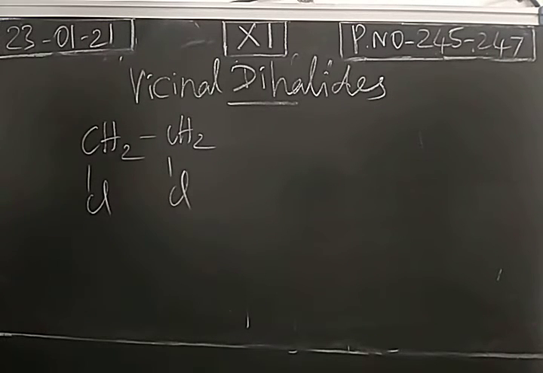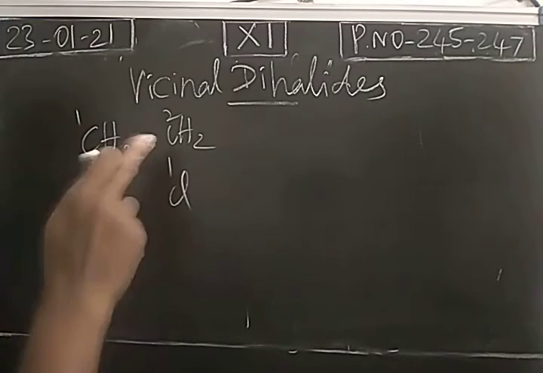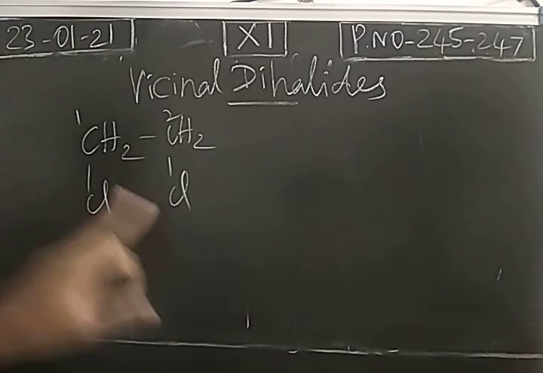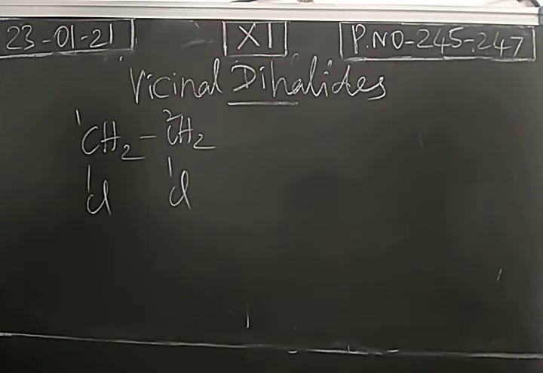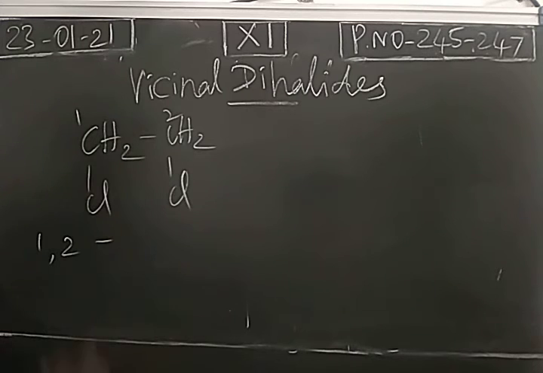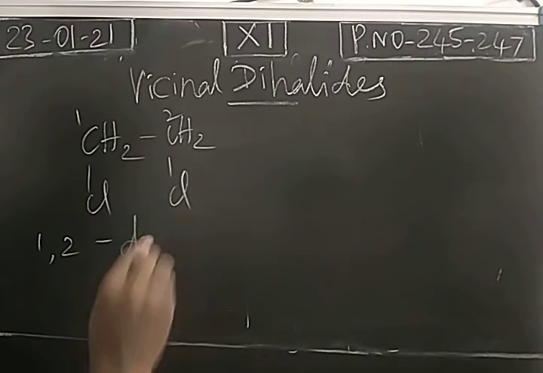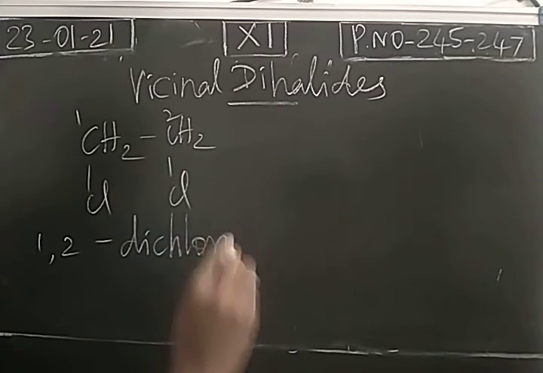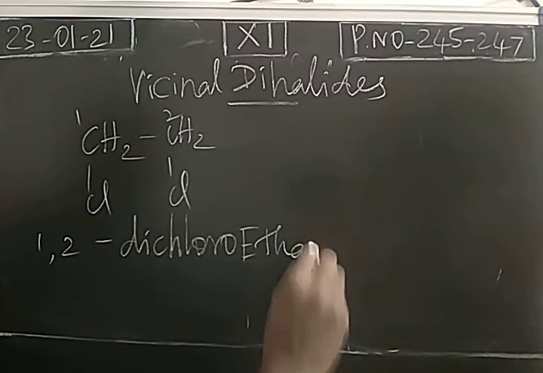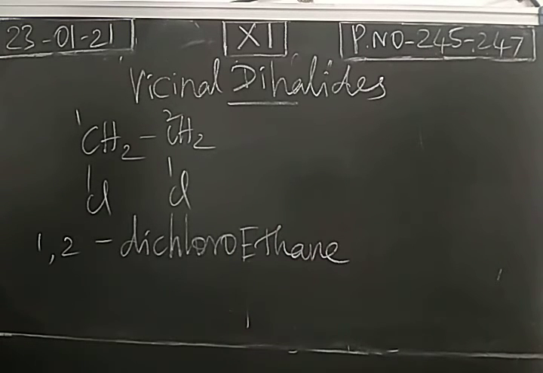This is a common name. What about the IUPAC name? We have two chlorine atoms attached to two carbon atoms. Vicinal dihalide means two halogen atoms are attached to adjacent carbon atoms. And the IUPAC name can be written as 1,2-dichloroethane. Common names are ethylene chloride or ethylene dichloride.